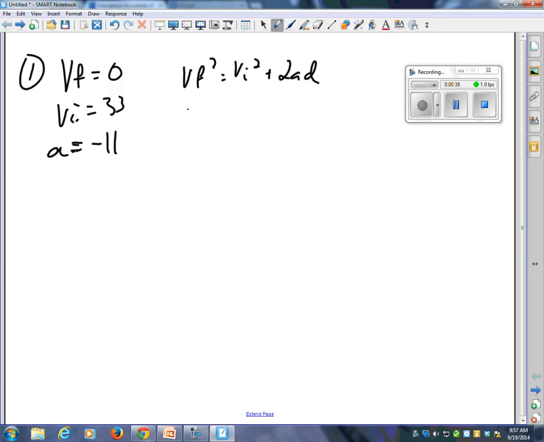So 0 equals 33 squared plus 2 times minus 11d. Solve for d, and you should get 49.5.